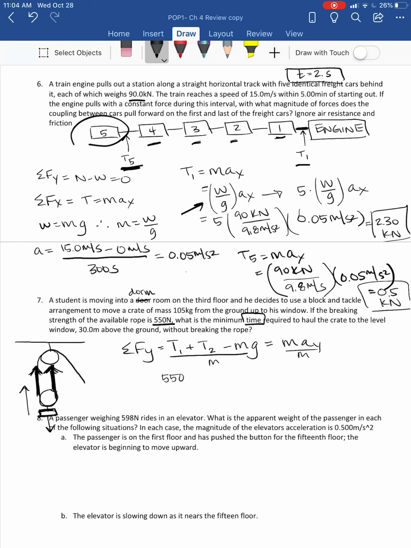So 550 newtons plus 550 newtons minus the mass times gravity, divided by 105 kilograms. So you end up with an acceleration of 0.676 meters per second squared. And then it's wanting us to find time. It gives us 30 meters.